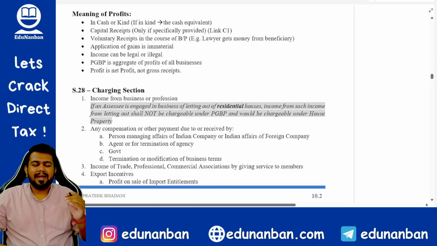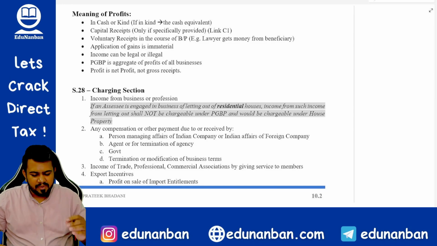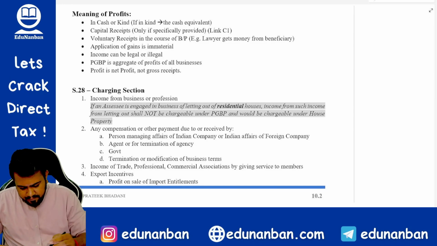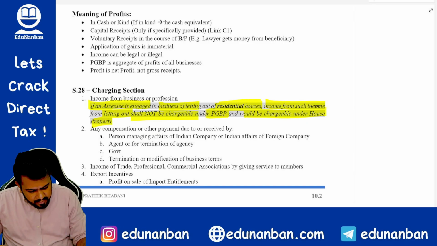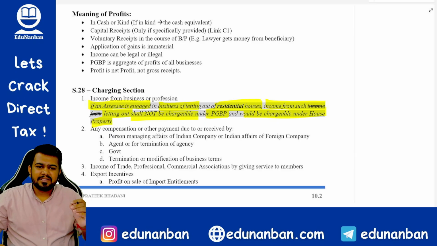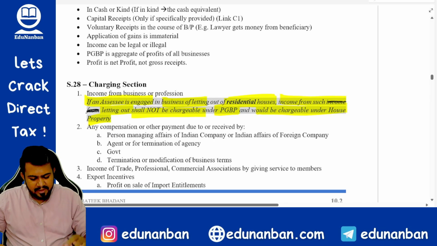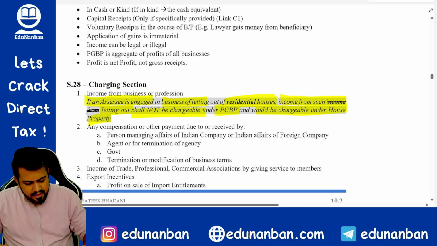See here, come to PGBP. In section 28, that is the charging section of PGBP, there is a small change. If an assessee is engaged in the business of letting out of residential houses, income from such letting out shall not be chargeable under PGBP and would be chargeable under house property. Income from such letting out. Please cut these two words. Income from such letting out will not be chargeable under PGBP but would be chargeable under house property.